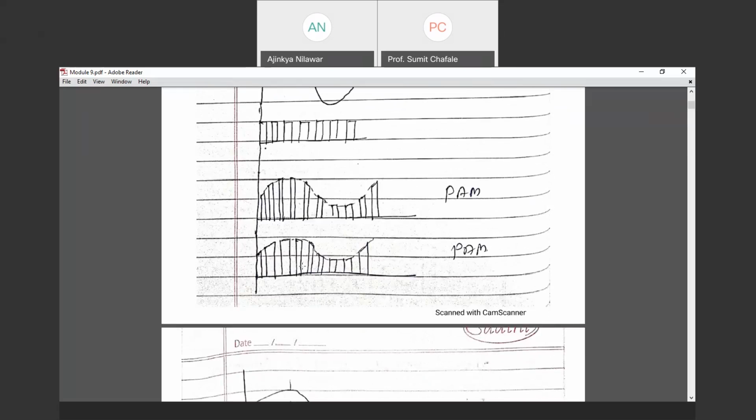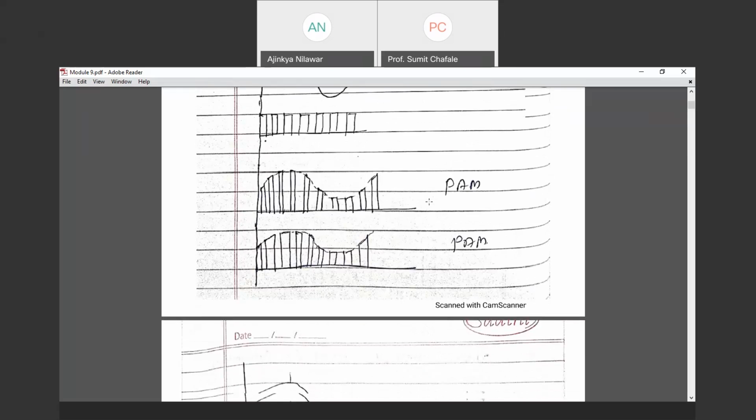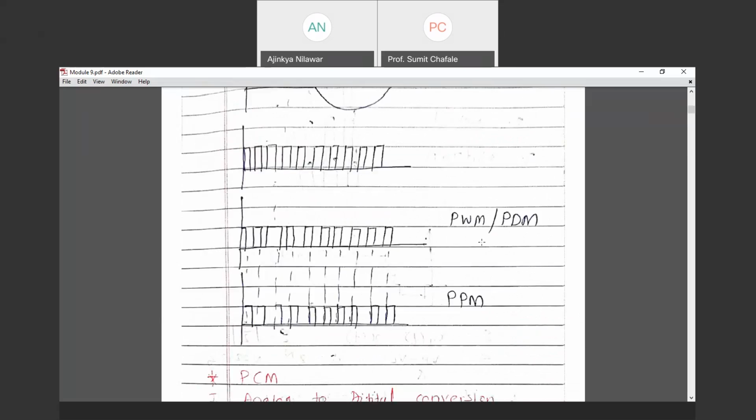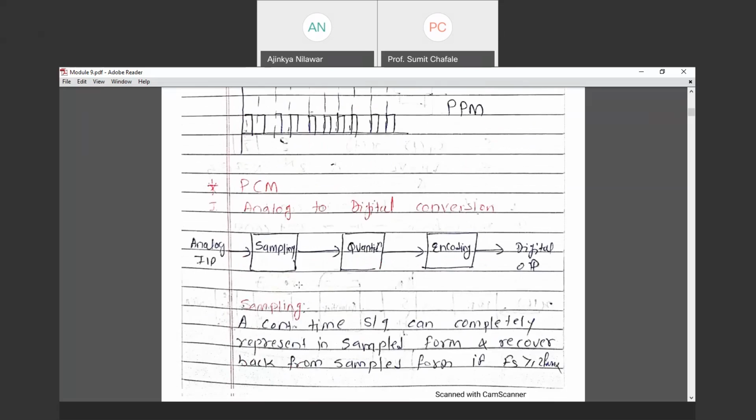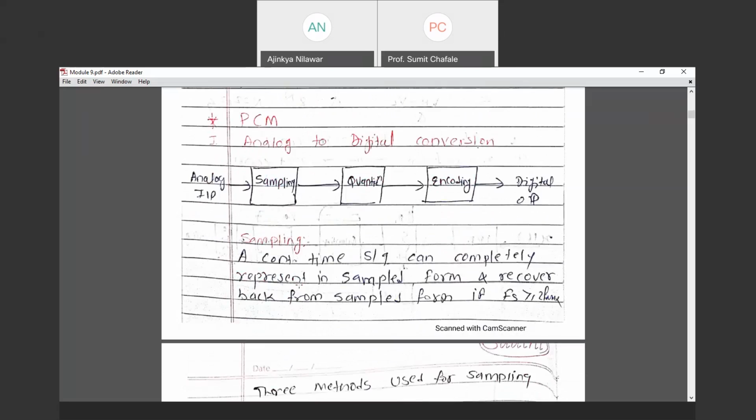PWM looks like this and PPM looks like this. So this is not a concern for our syllabus. So directly we move to our today's basic topic, that is pulse code modulation.